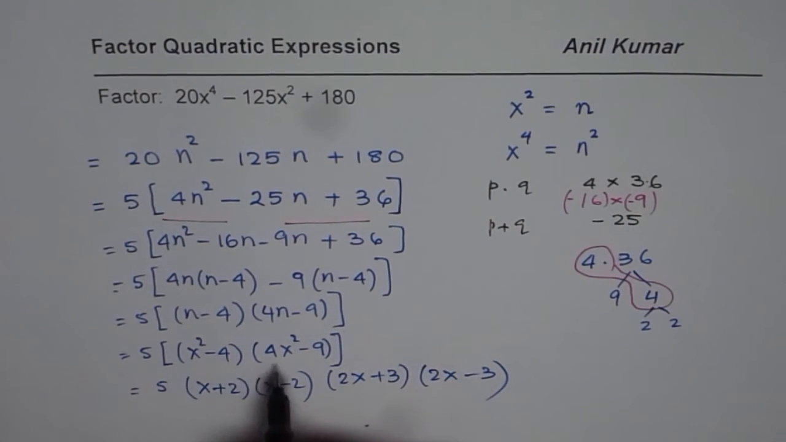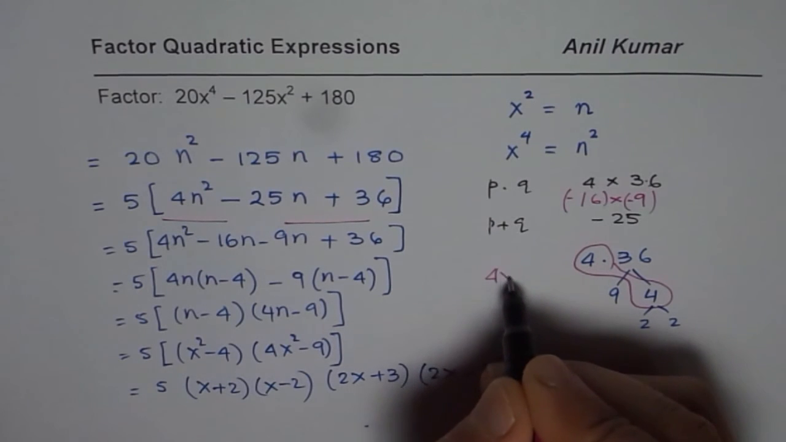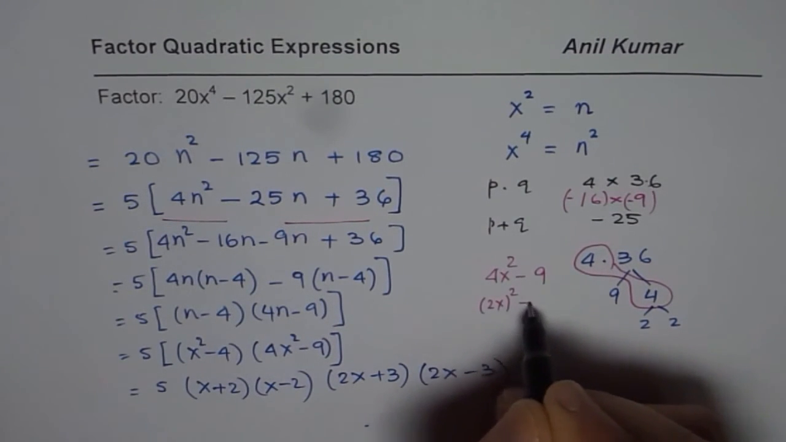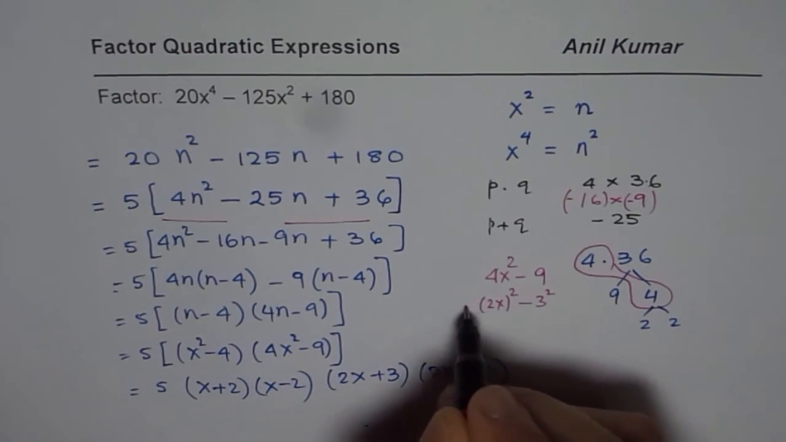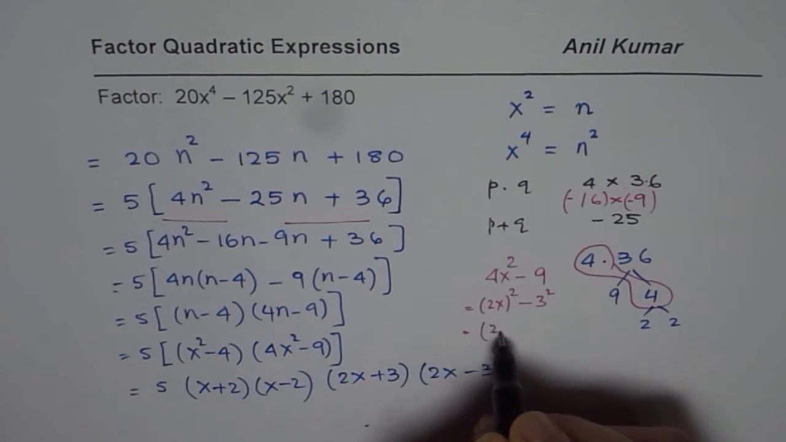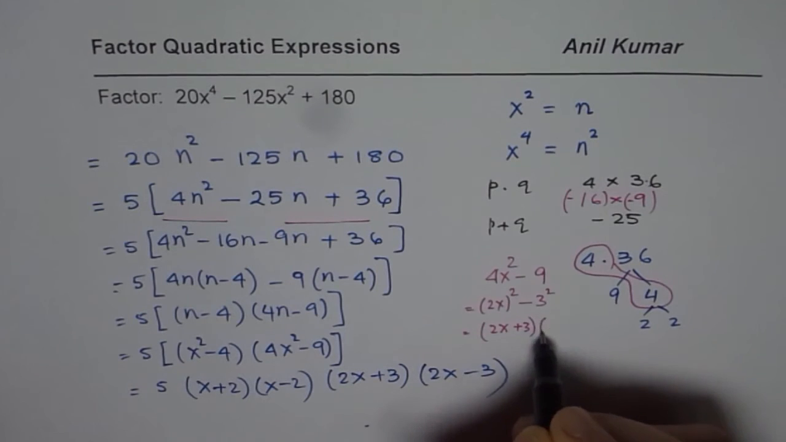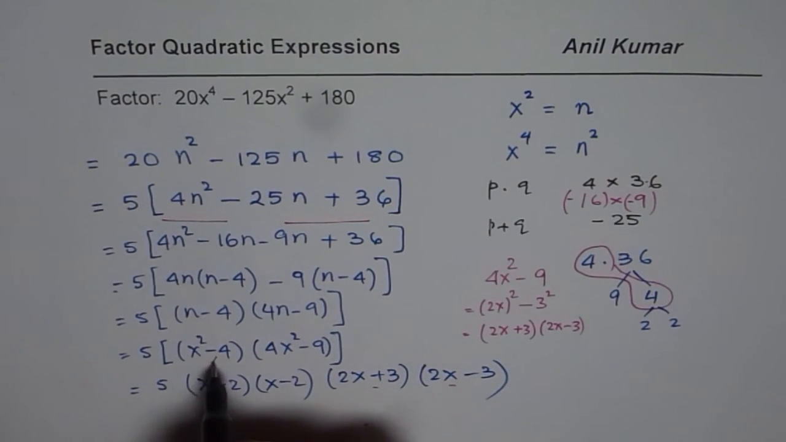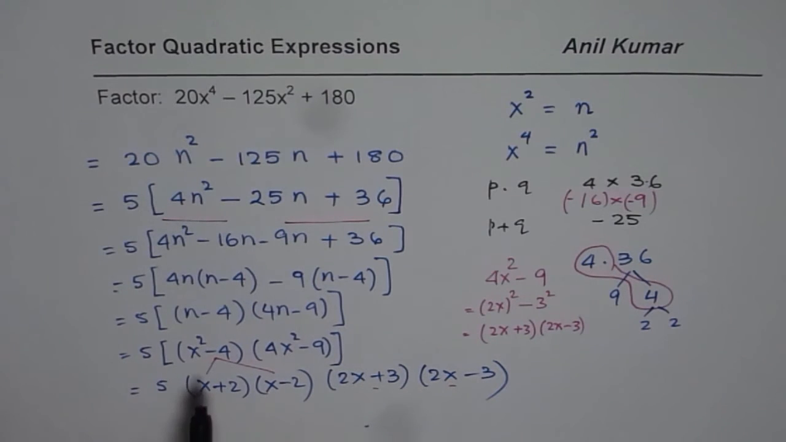Do you understand? Let me show you this once again. 4x squared minus 9, you can treat this as 2x whole squared minus 3 squared, correct? And therefore, we could factor this as 2x plus 3 times 2x minus 3, as we did here. Do you see that? And that is a difference of squares, which could be factored as x plus 2 times x minus 2. This is a very important question from a test point of view.